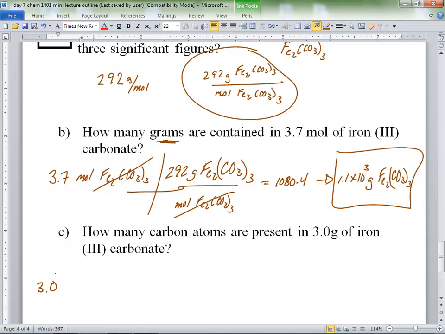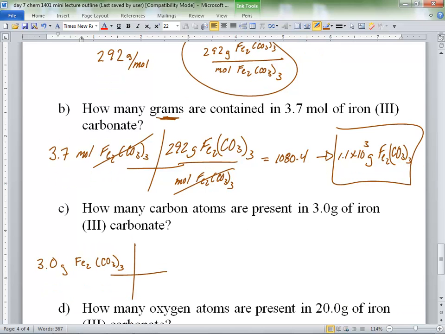Because you could start in a lot of different locations, but you might start with the wrong thing on top, right? So just start with the measurement. 3 grams iron 3 carbonate. You may not see where to go, so just put what units where, Diana? What units have to go where? Cancel the grams of iron 3 carbonate. So don't put a number down there, just put these units.